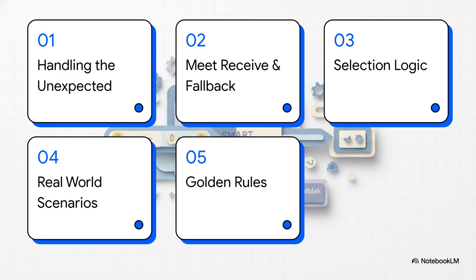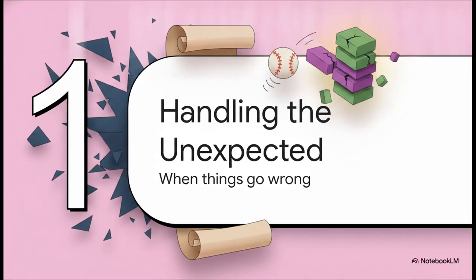Here's what we'll be covering today. First, handling the unexpected. Then, we'll meet receive and fallback, break down the exact function selection logic, look at some real-world scenarios, and finally, wrap up with some golden rules for developers. Let's kick things off with Section 1, Handling the Unexpected.